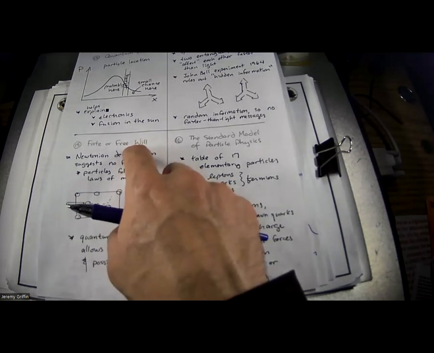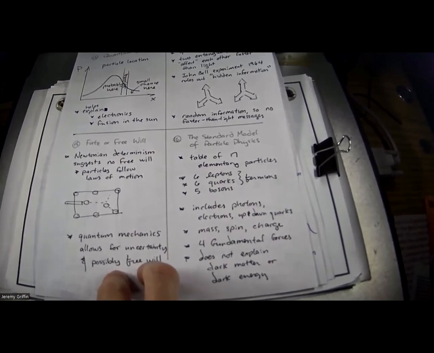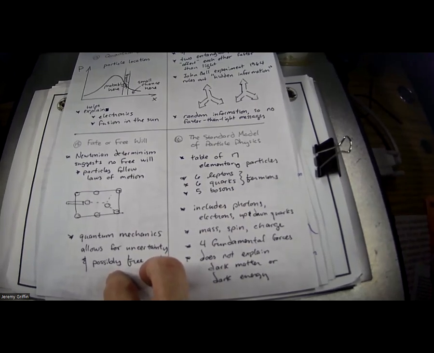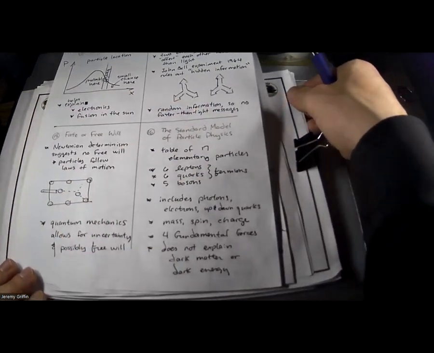So if there's any case for free will, one angle on that, actually, you could bring in quantum mechanics and say, well, because there is uncertainty, maybe that gives you more of a likelihood to have some kind of free will. It's an interesting thought. So yeah, you guys have fun thinking about that one.